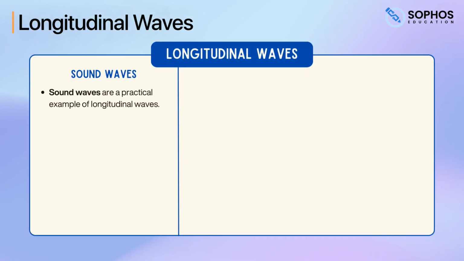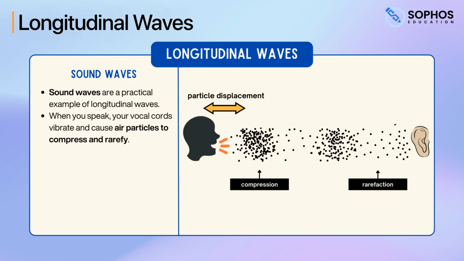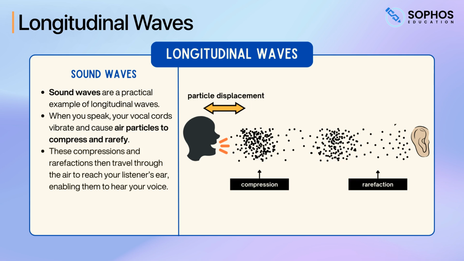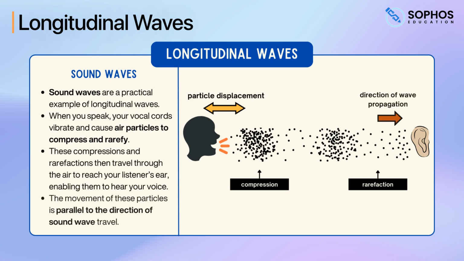Sound waves are a practical example of longitudinal waves. When you speak, your vocal cords vibrate and cause air particles to compress and rarefy. These compressions and rarefactions then travel through the air to reach your listener's ear, enabling them to hear your voice. The movement of these particles is parallel to the direction of sound wave travel.